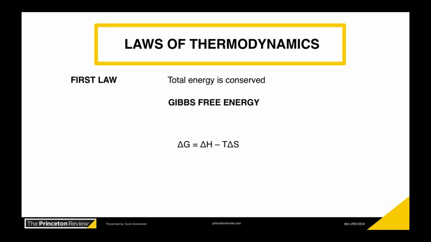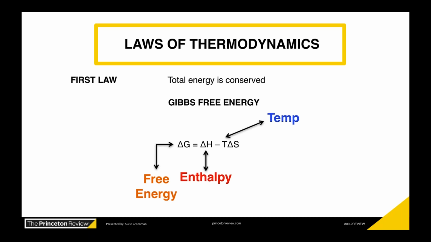So delta G. Delta G is Gibbs free energy, right? Delta H stands for enthalpy. T is temperature in terms of Kelvin. And S is for entropy. Now, when we think about these terms, I could ask you what enthalpy means, and most of you would say heat. Okay. Yes, it is heat, but not exactly. I mean, isn't heat temperature?